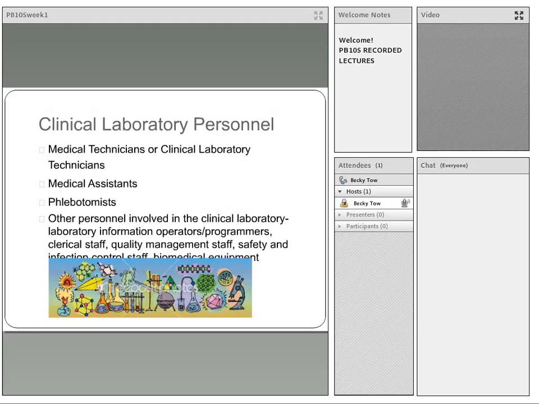Also, the other individuals who work in there would be the IT people or the clinical lab information operator and programmer. There's clerical staff. There's individuals who work closely with the lab on quality management, safety, depending on a department in of itself, action control, separate department. Just know many pieces together in clinical working with lab personnel.